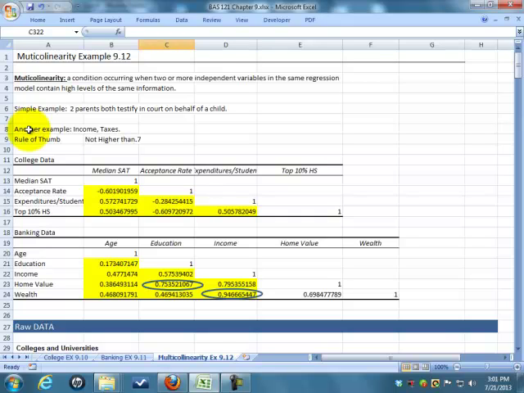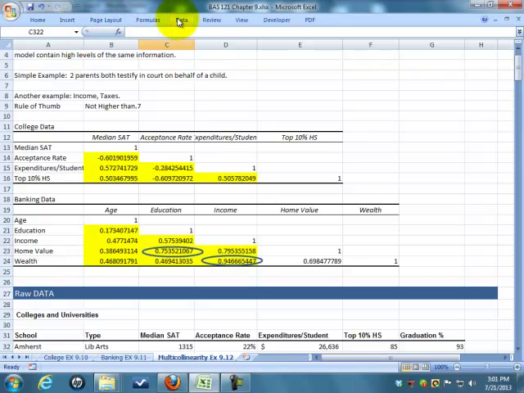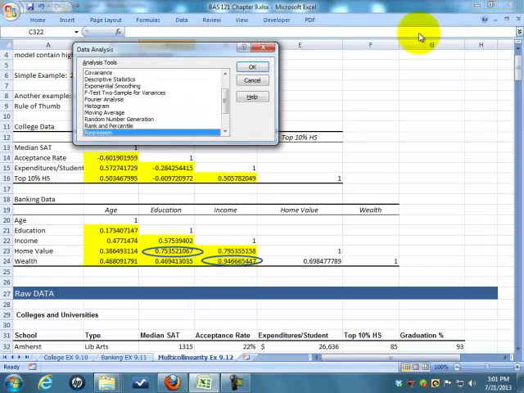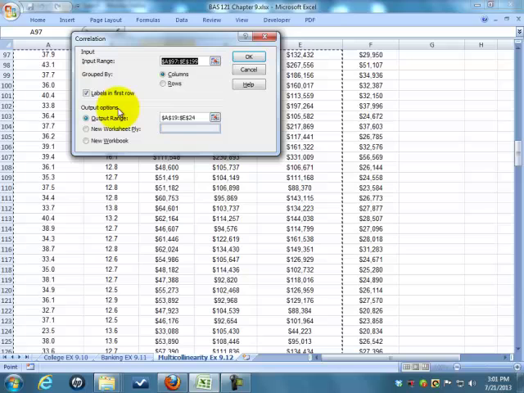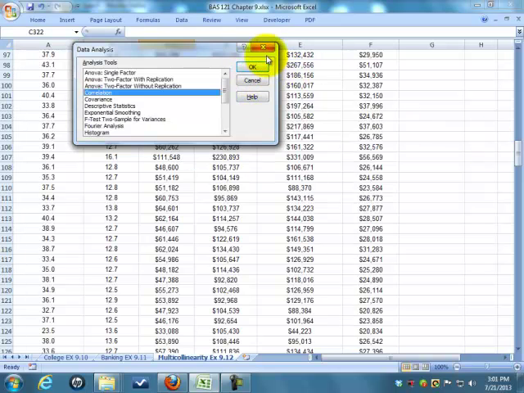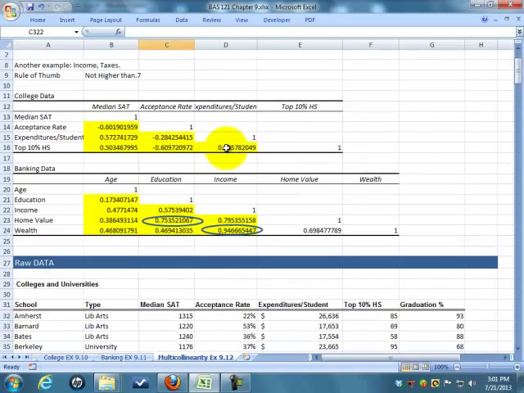Well, how do you determine if there's lots of collinearity? For the college data, and I put the raw college data down here, it's as simple as you go to data analysis, and you go to correlation, and you put in your data. Now, you have to put in numerical data. You can't put in the fields that are categorical data. And you put it in, and this is what you get.